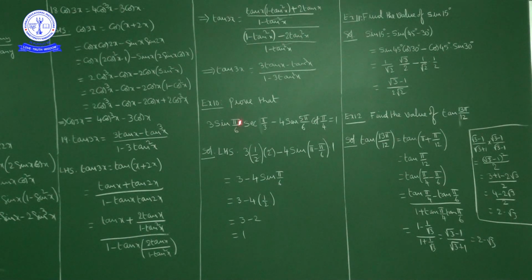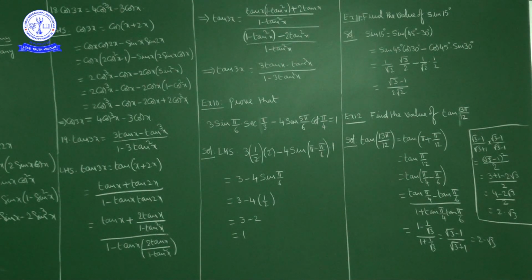Now 3 into sin pi by 6 value, 1 by 2. So 3 into 1 by 2 into secant pi by 3. Secant pi by 3 value is 2, or else 1 by cos pi by 3. Cos pi by 3 value is 1 by 2. 1 by 1 by 2 is 2. So 3 into 1 by 2 into 2, the 2s cancel. So the first term value is 3.